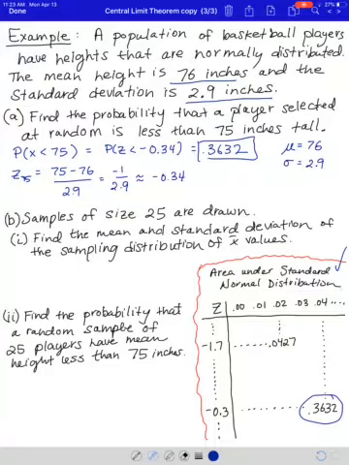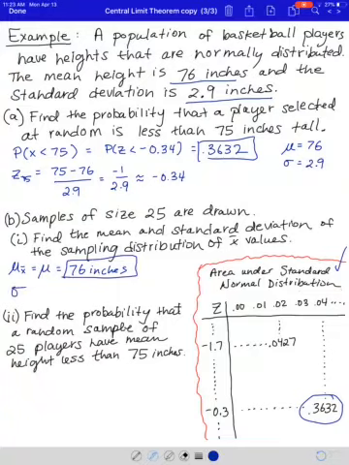All right, for part B, now we're saying that samples of size 25 are drawn, and the first thing we're going to do is find the mean and standard deviation of this sampling distribution. So let's start with the mean. Oh yeah, and mu sub x bar, that's the same as the population mean, which we know is 76 inches.